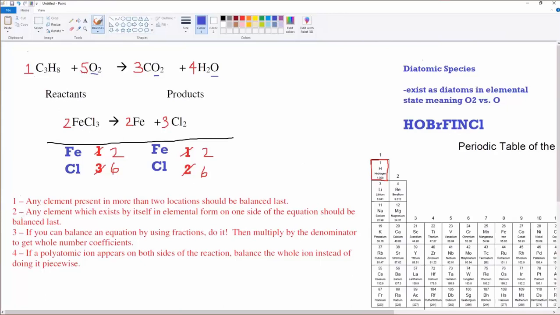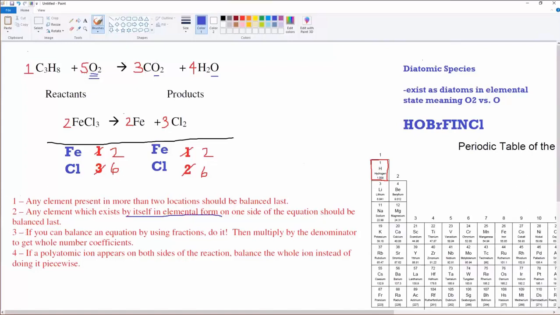All right, guideline number 2: any element which exists by itself in an elemental form should be balanced last. This was another great example to balance this one last because it's all by itself in an elemental form. If I wait to assign it very last, I can make it anything I want and it's not going to change the balance that I already made with the other carbons and hydrogens.